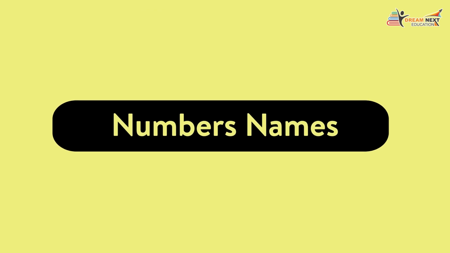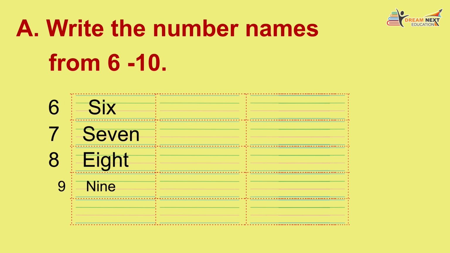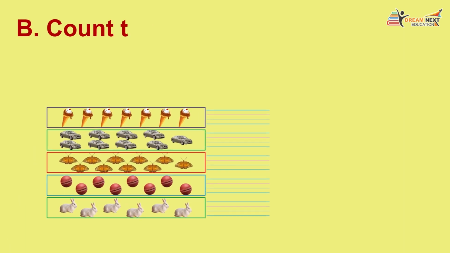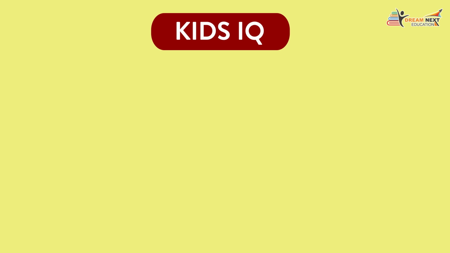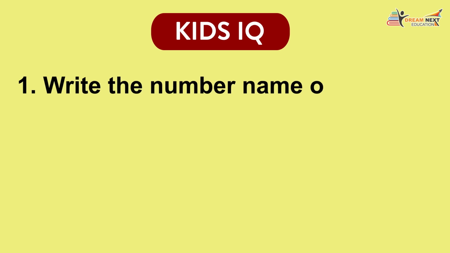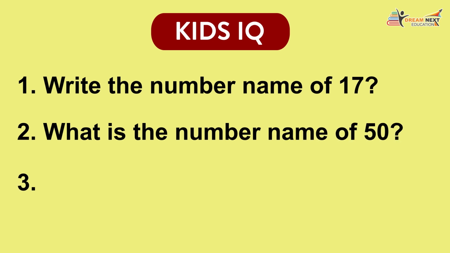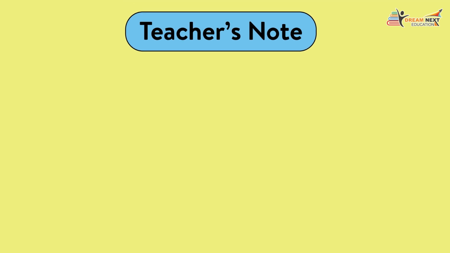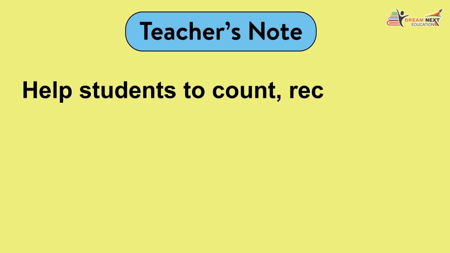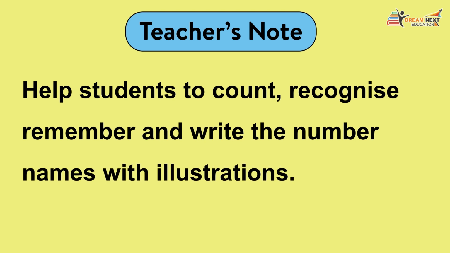Number names. A. Write the number name from 6 to 10: 6, 7, 8, 9, 10. B. Count the pictures and write number names. Kids IQ. 1. Write the number name of 17. 2. What is the number name of 50? 3. What is the number name of 67? Teacher's note: Help students to count, recognize, remember and write the number names with illustrations.